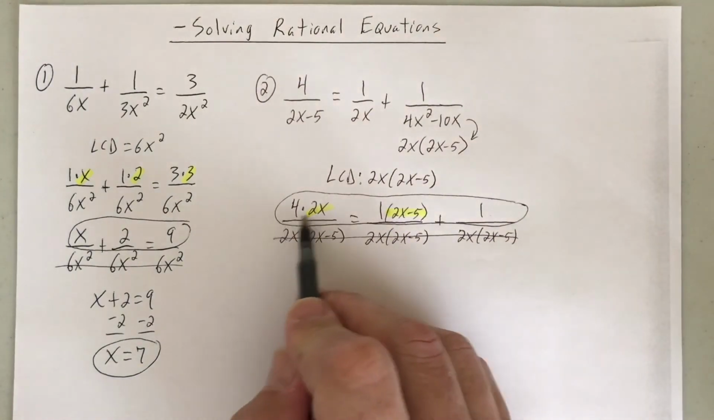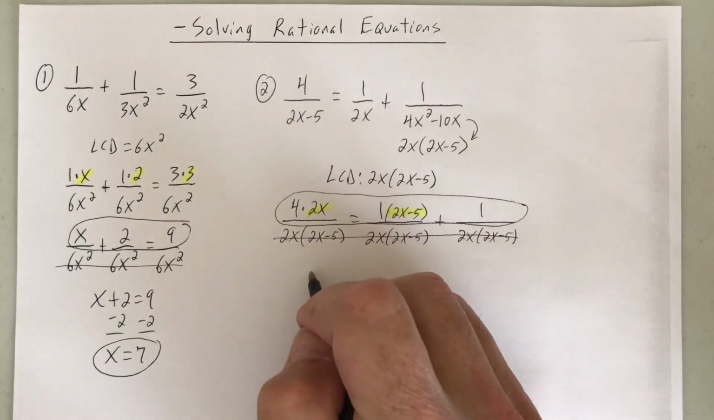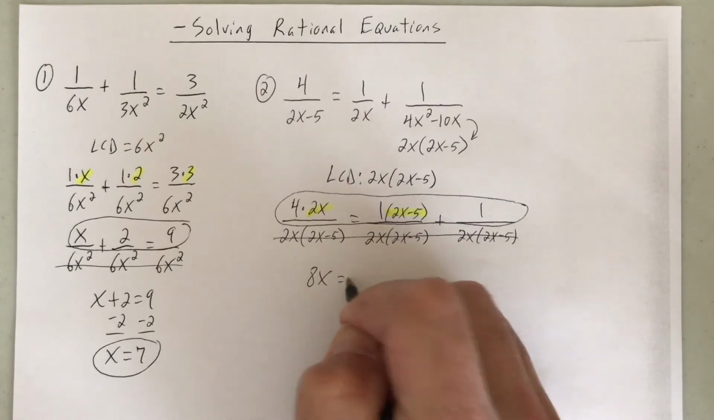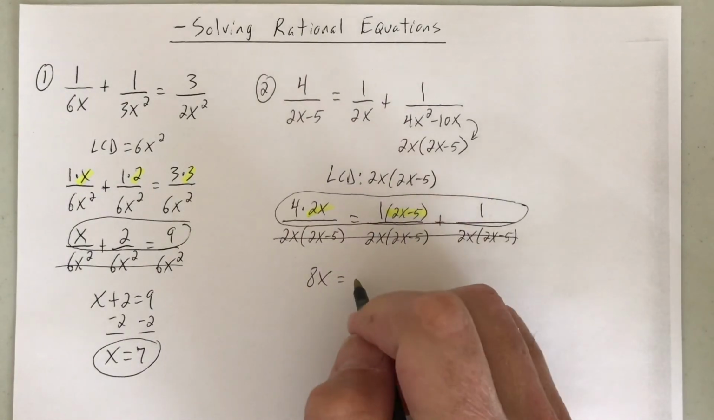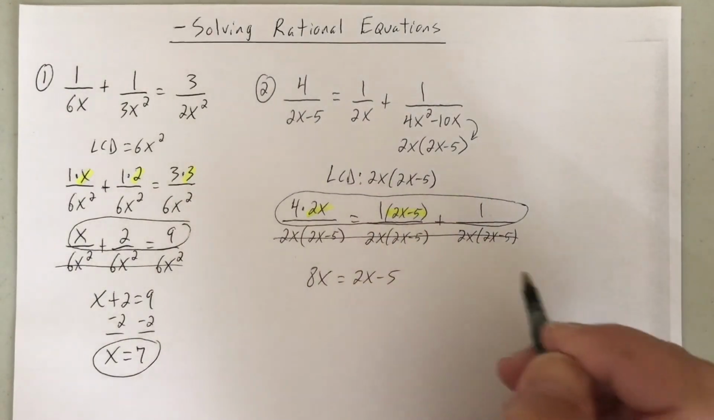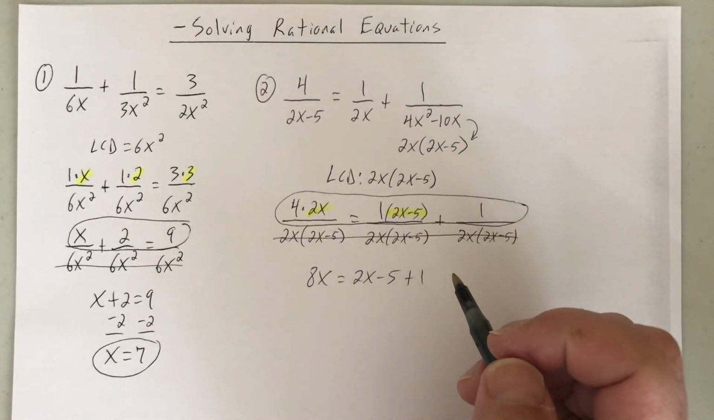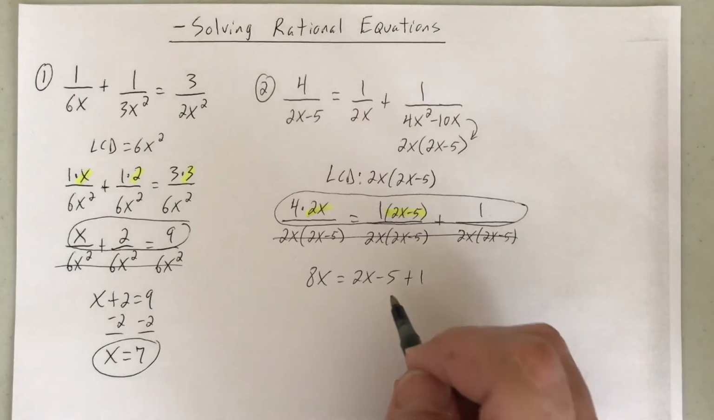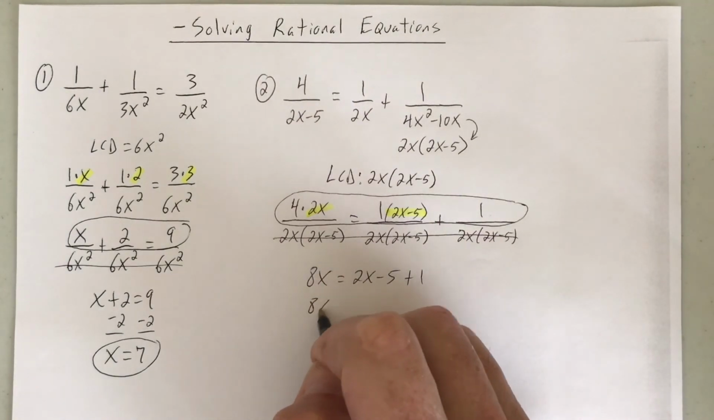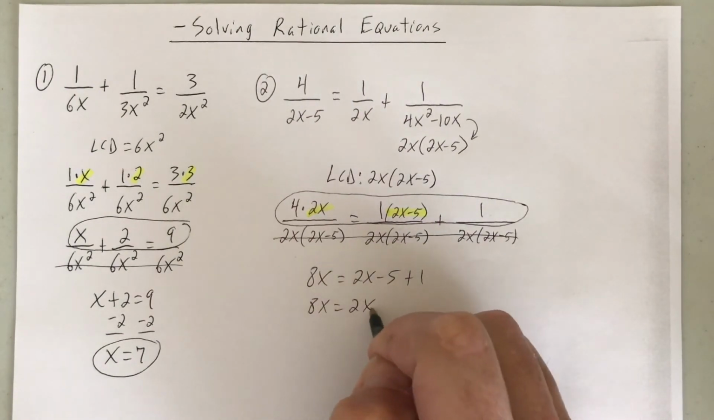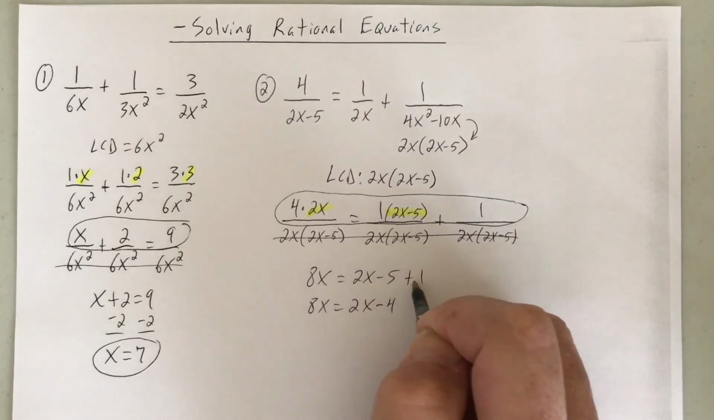So if I go ahead and start simplifying that, that's going to give me 8x is equal to 1 times 2x minus 5, which is going to be 2x minus 5, and then I have the plus 1. So I'm going to go ahead and finish solving that. So like terms, I get 8x is equal to 2x minus 4, negative 5 plus 1.